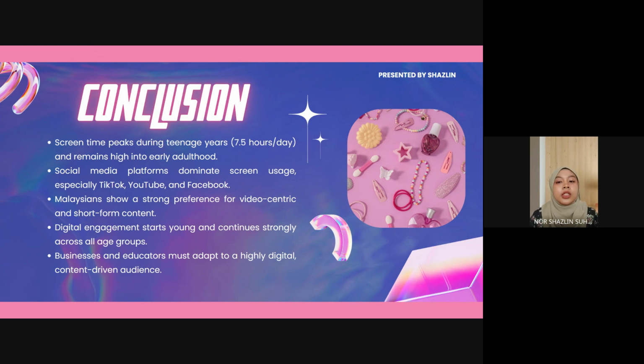As technology continues to evolve, understanding these habits becomes crucial, not just for individuals, but also for educators, employers, and policymakers looking to support healthier digital life across all age groups.